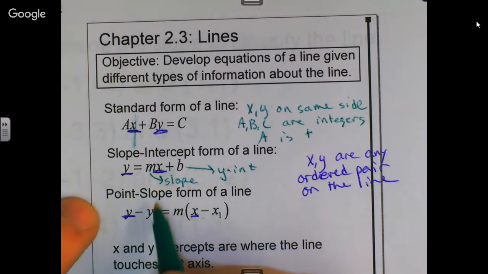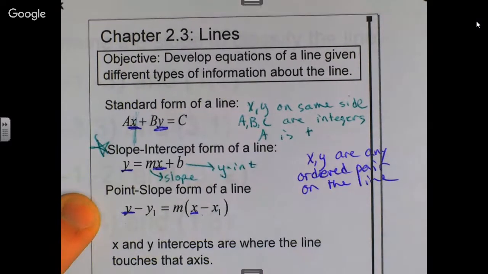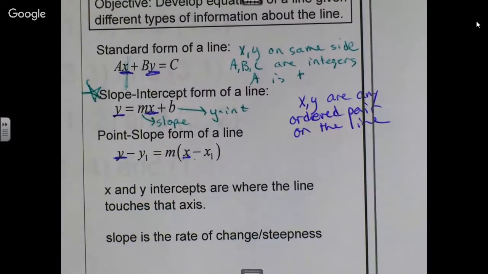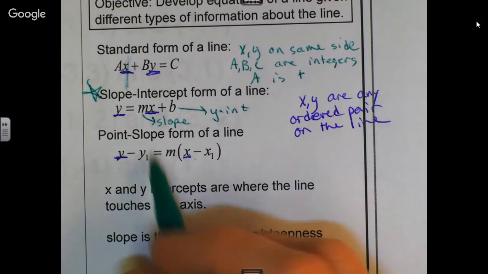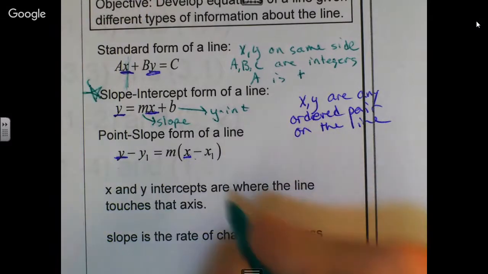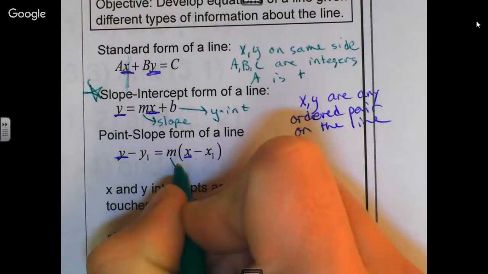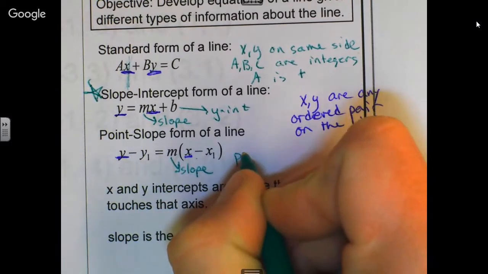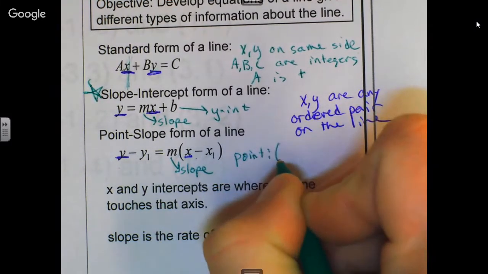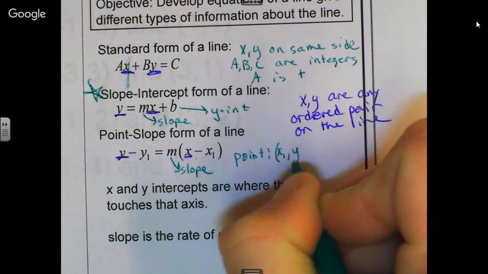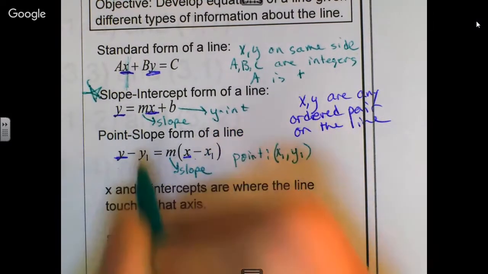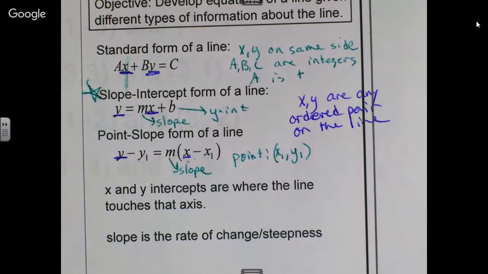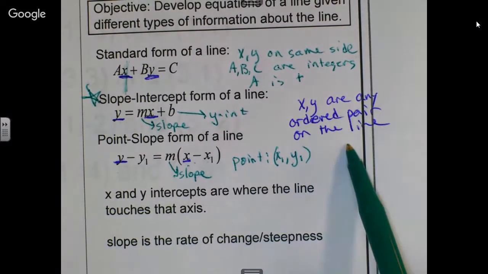This one we use a ton, so if you don't know it, then you definitely need to know it. Point-slope form of a line: I give you the slope again, and I give you a point. Now this point is x1, y1, right here. And again, x, y are just the letters that we leave in there. They represent any ordered pair on the line.